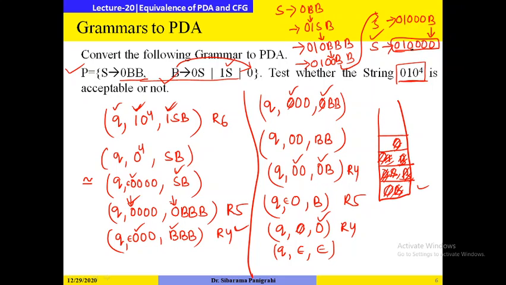So you can derive it by using the productions of the context free grammar, or here what we have done, we have converted it into a PDA, and by using the PDA we are able to say that this string is accepted by the PDA. It means the CFG and the PDA that we have written over here are both equal. I hope all of you have understood how to convert a grammar to a PDA.